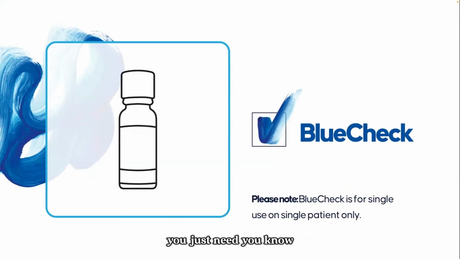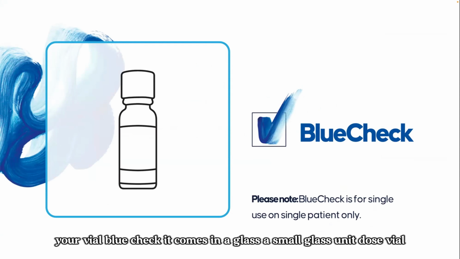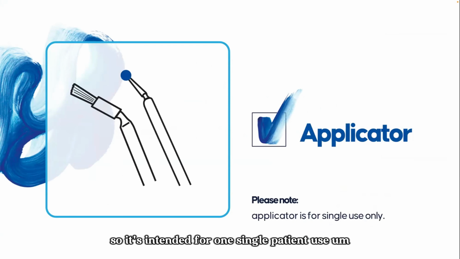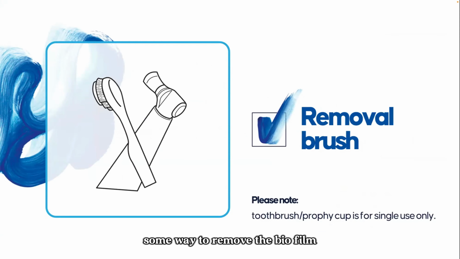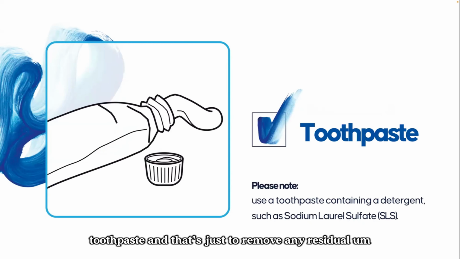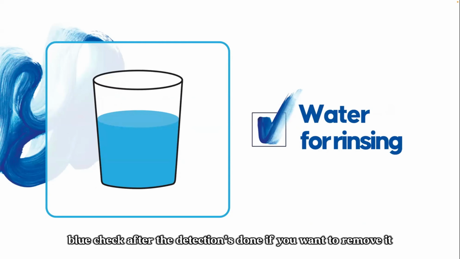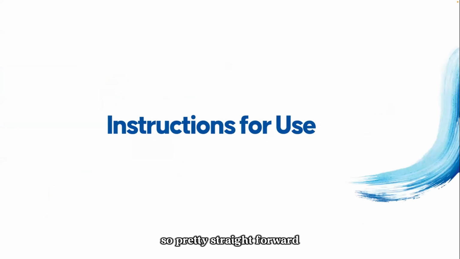Basically, you just need your vial of Blue Check. It comes in a small glass unit dose vial, so it's intended for one single patient use. You do need to provide the applicator, whether it's a brush or microtip applicator, some way to remove the biofilm. Usually in the clinical setting, that's going to be with a prophy cup or air polishing toothpaste, just to remove any residual Blue Check after the detection's done if you want to remove it, and then something to rinse. So pretty straightforward.